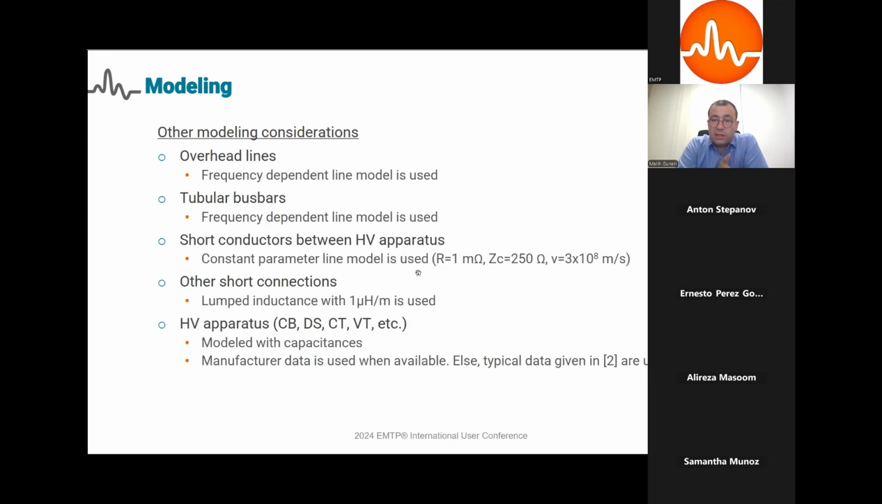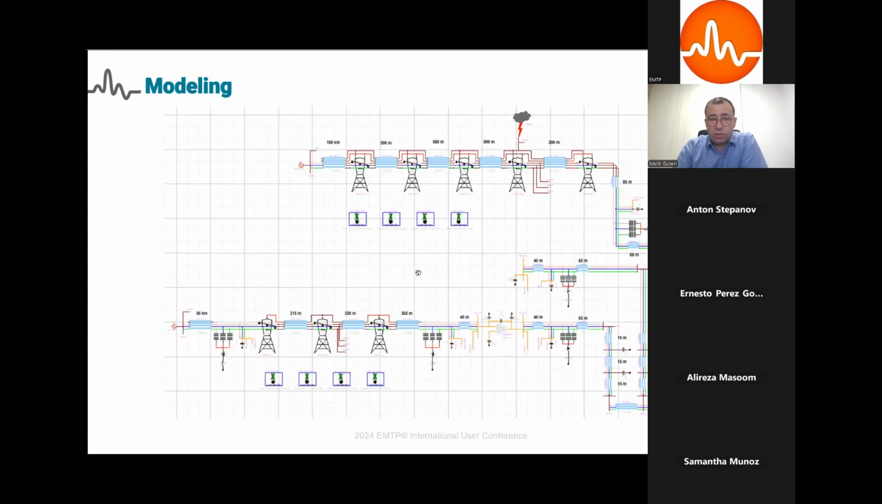And for other HV apparatus like circuit breakers, disconnect switches, CT, VT, and of course the transformer or reactor, we modeled these apparatus with capacitances, and these capacitance values were taken from manufacturer data when available. When they are not available, we have referred to the IEC 60071-4 recommendations. So in the end, here is our model. We have modeled the system up to 2 kilometers. Then we have added 100 kilometers of line section in order to avoid reflections, of course.